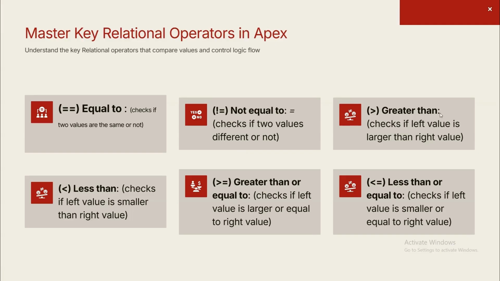The third one is greater than. This is the symbol of greater than. It checks if the left value is larger than the right value, and it returns true or false. If the left value is larger than the right value then it returns true, otherwise it returns false.